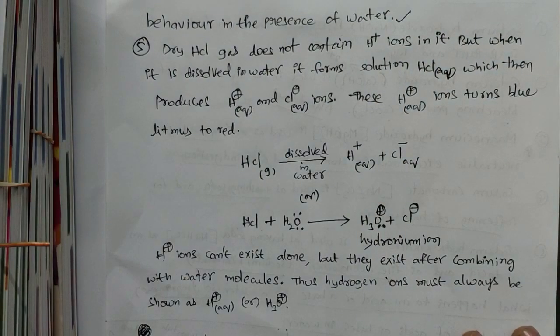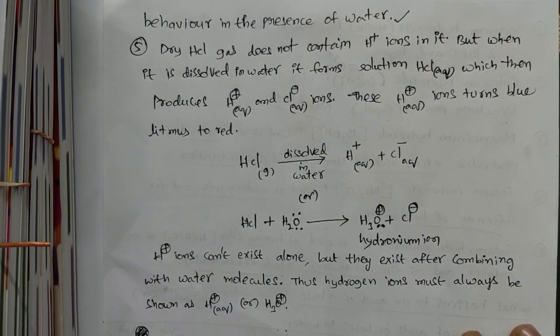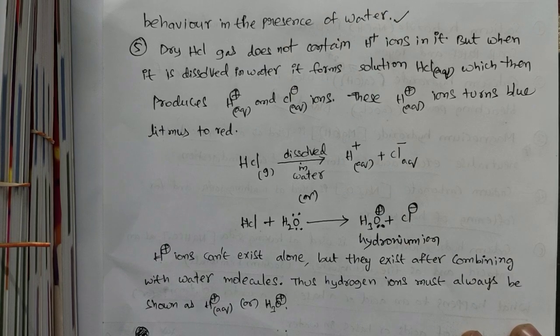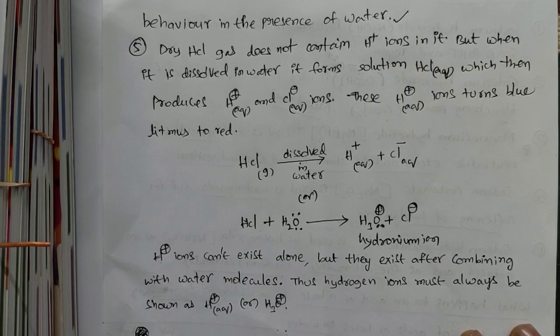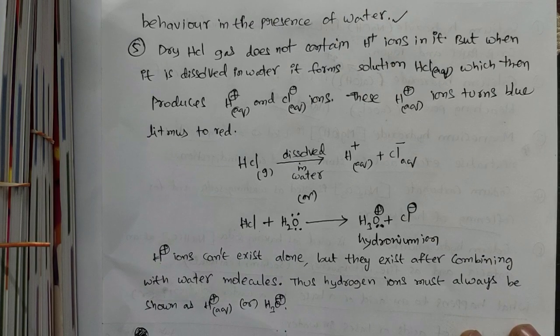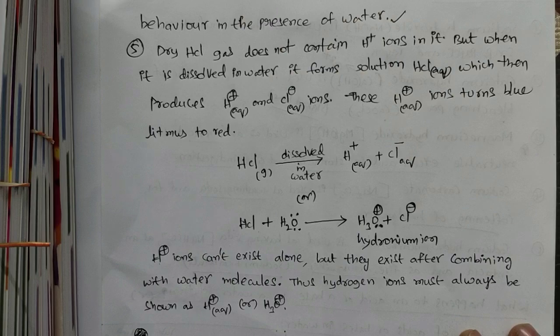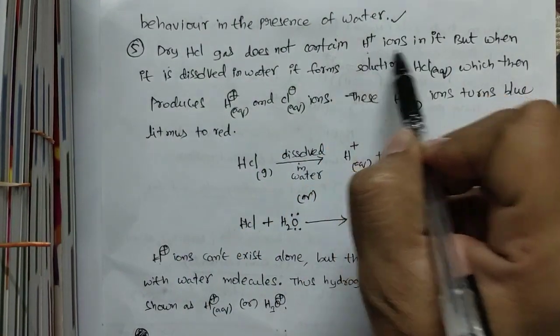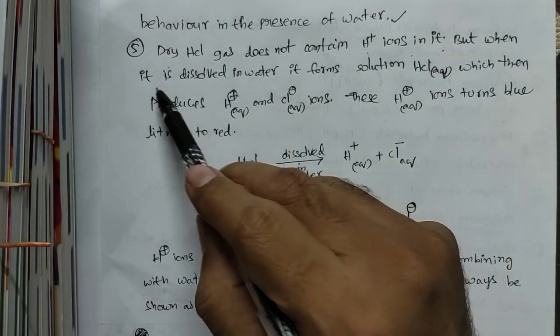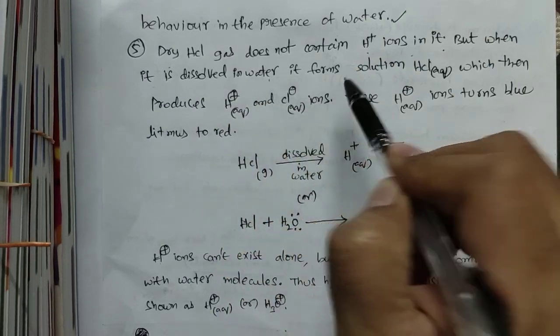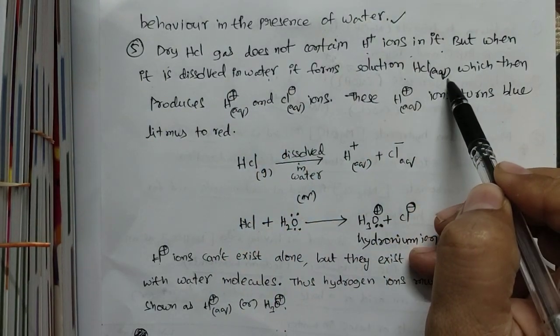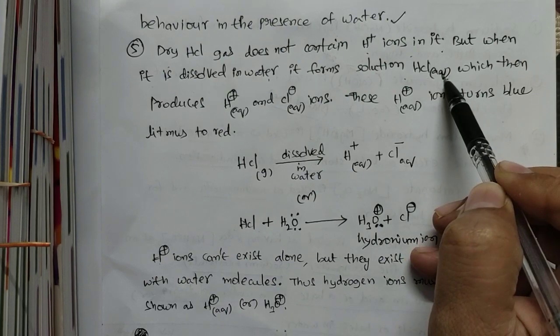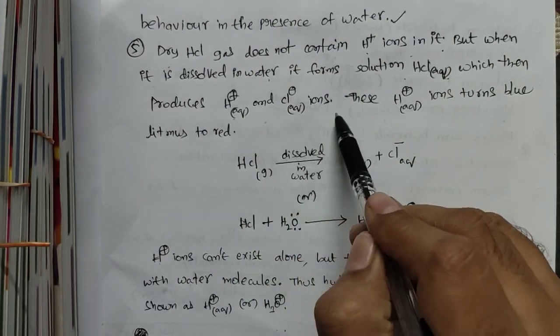So in the absence of water, HCl is simply a gas. It is not an acid, but in the presence of water, it behaves like an acid. It changes the color of the blue litmus to red. So what happens? We will study this in detail. Dry HCl gas does not contain H plus ions in it, but when it is dissolved in water, it forms a solution, HCl aqueous, which then produces H plus and Cl minus anion.